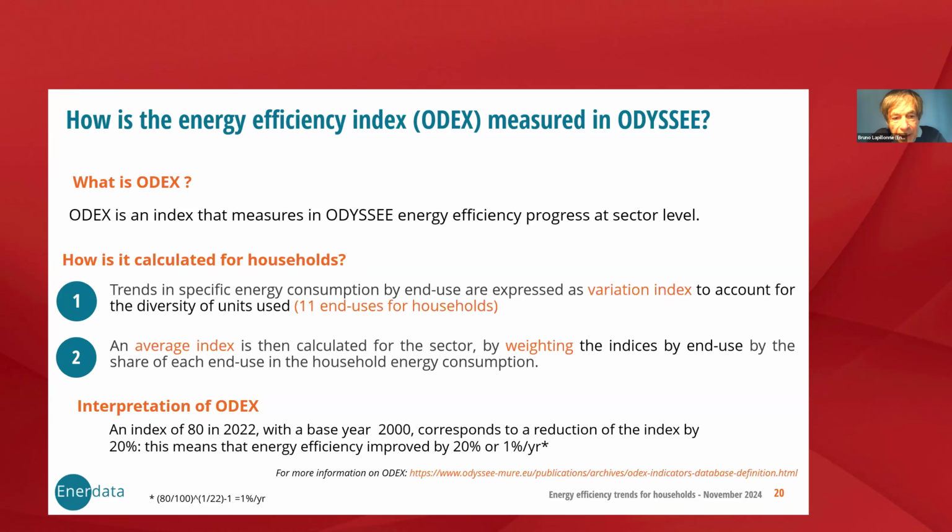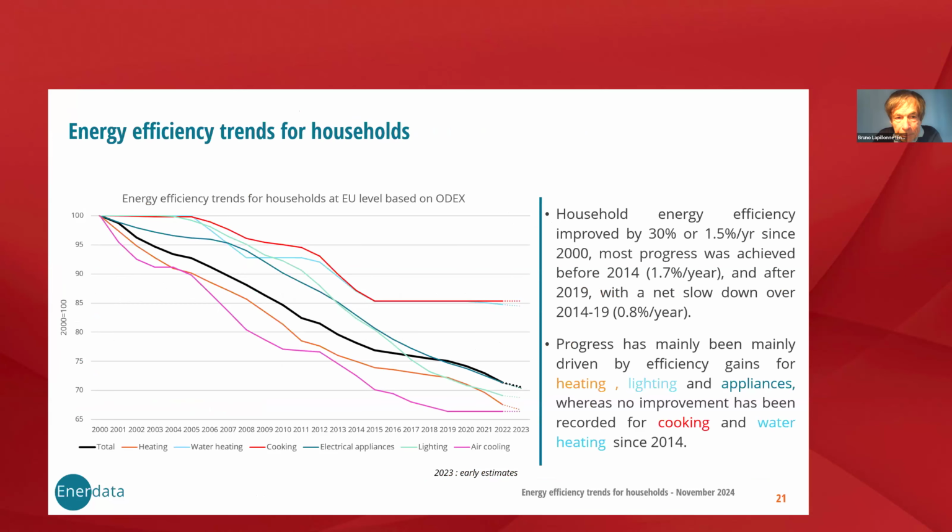How to interpret the ODEX? For instance, an index of 80 in 2022 with the base year 2000, which is the base year we are using for the moment in Odyssey, means a reduction of the index by 20%. Which means that energy efficiency improved by 20%, or expressed in percentage per year, and I gave you the formula below on the screen, it indicates an increase of energy efficiency of 1% per year.